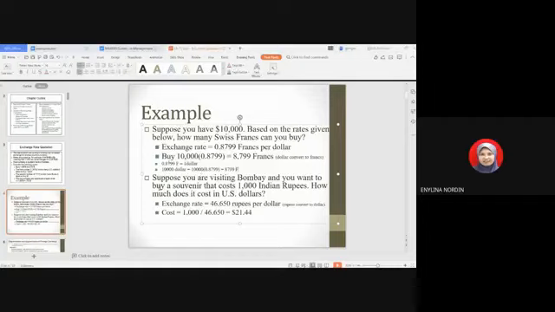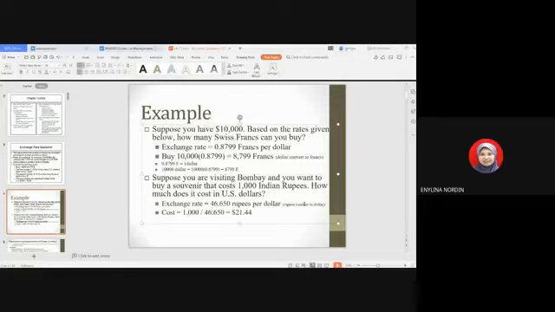Another example: let's say you are visiting Bombay in India and you want to buy a souvenir that costs 1,000 rupees. How much does it cost in US dollar? Let's say the exchange rate at that time is 46.650 rupees per dollar, and you want to convert rupees into dollar. So how is it?